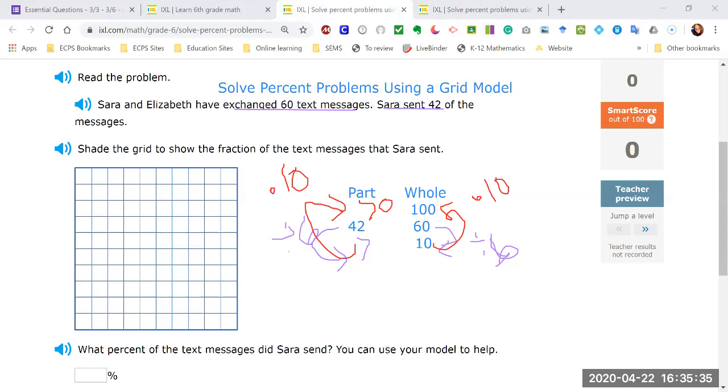So since it's 10 by 10, I know that each one of these whole columns is going to be 10. So I'm going to go over 7. 1, 2, 3, 4, 5, 6, 7. Because 7 times 10 is 70. And I'm in the grid 70. And my answer is 70%.